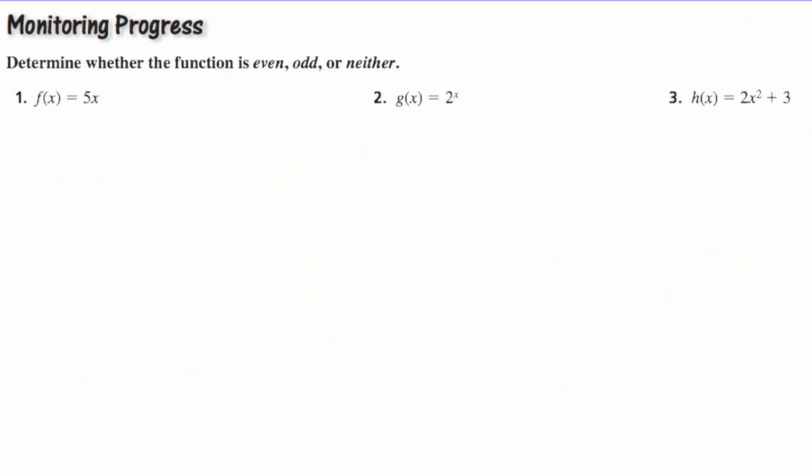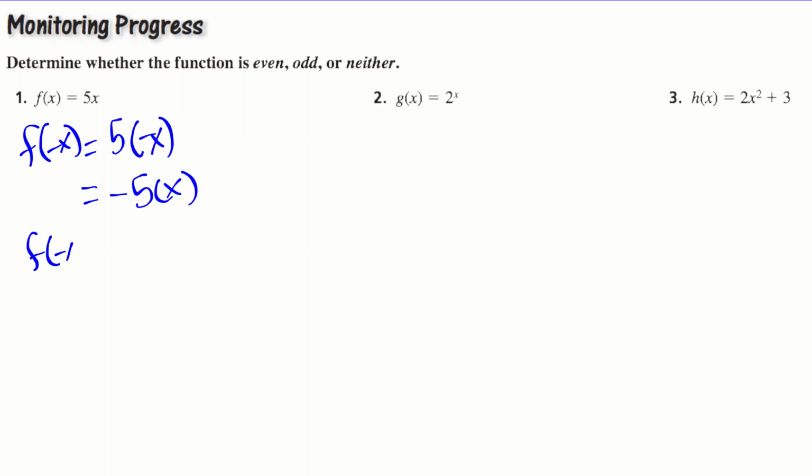Okay, now go ahead and try these on your own, and we can compare answers in just a little bit. So go ahead and pause the video at this moment. Again, we're checking to see if these are even or odd functions. So we have to substitute in a negative x to see how it changes. A negative 5 times a negative x is a negative 5x. What we notice is that when we substituted negative x, we ended up with the opposite of that original function. That implies that this function is odd.